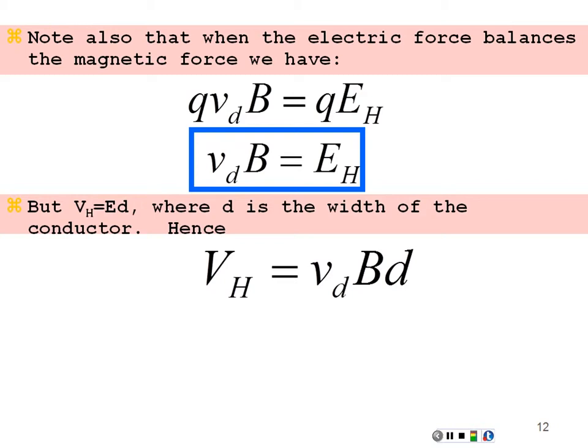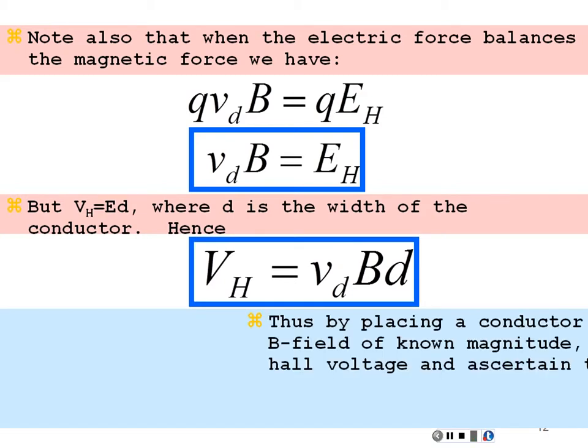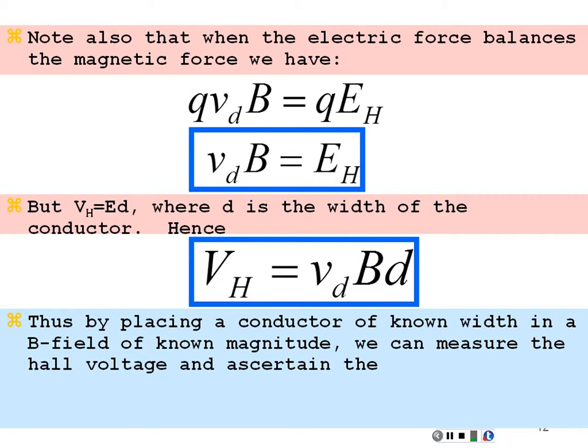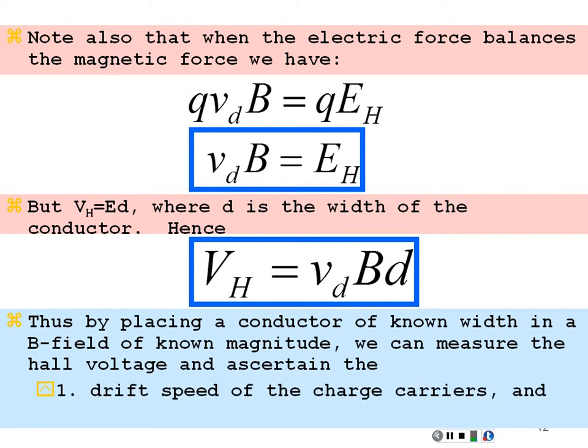Well, we know what magnetic field we're applying, and we know the distance d of the conductor. We can measure that easily. So by measuring the Hall voltage, at least the magnitude of that voltage, we can determine the drift speed for the carriers in that material. And that's a very good thing to know. It's an intrinsic property of that material to be able to ascertain the drift speed of the charge carriers and the sign of the charge carriers. So that is what the Hall effect is good for, determining the drift speed characteristics of a material and the sign of the charge carriers.